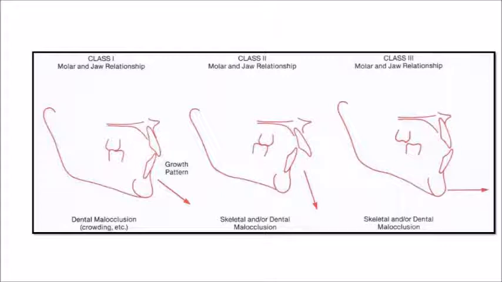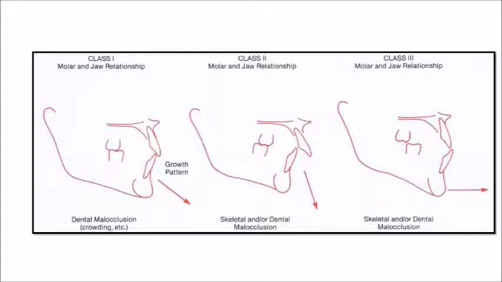So class 1 molar and jaw relationship shows the mesiobuccal cusp of the upper permanent first molar occluding in the buccal groove of the lower permanent first molar, and here the skeletal relationship is also class 1, with both the jaws in a symmetric relationship. Now here the dental malocclusion is crowding or spacing or malalignment.